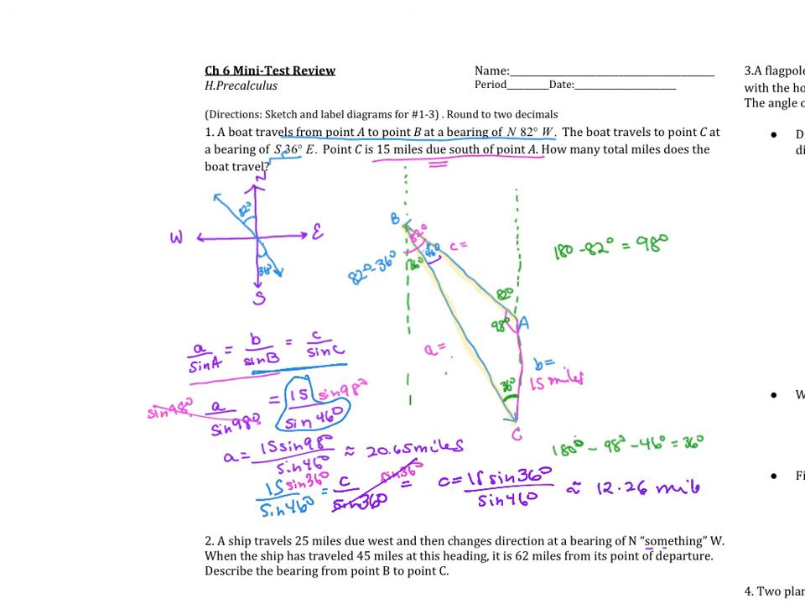You plug that into your calculator, and you will get 12.26 miles. Remember, the boat travels from point A to B, and then B to C, so only this yellow path, C plus A or A plus C. So we add what we found: 20.65 plus 12.26 miles. We add them together, and the boat traveled 32.91 miles total.